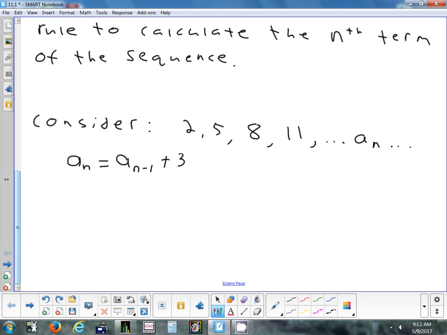Now, there's a disadvantage to that formula. What if I wanted to know the 100th term? I don't have the one before it. What would that one be? Well, it would be the 99th term. So I need that one. But then, what other term do I need? I need the 98th. But to get that one, I need the 97th. I need the 96th. So this kind of formula relies on you knowing every single term up to the one you want. There's another way we could write the formula where that wouldn't be true.